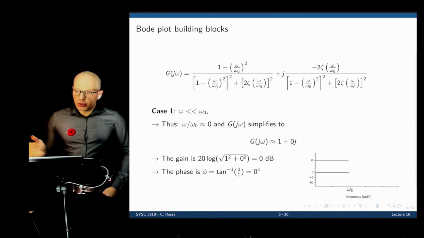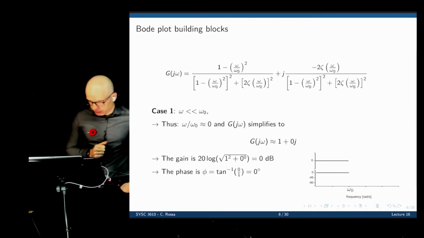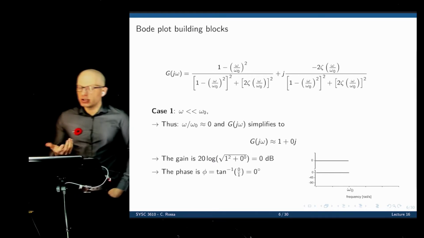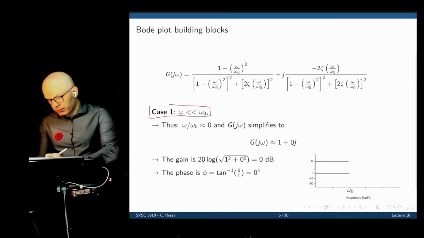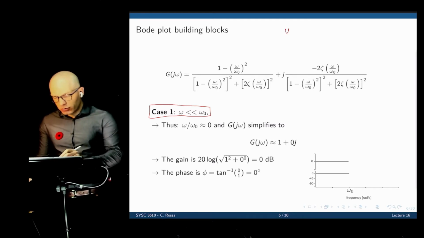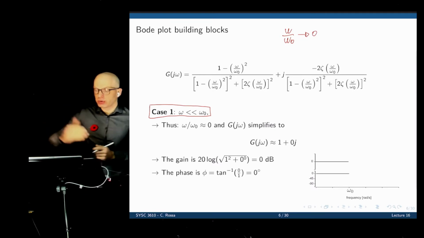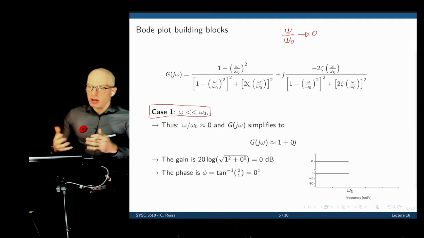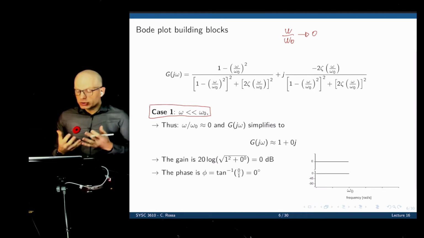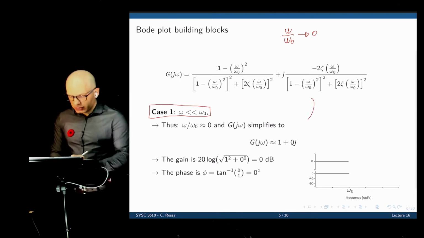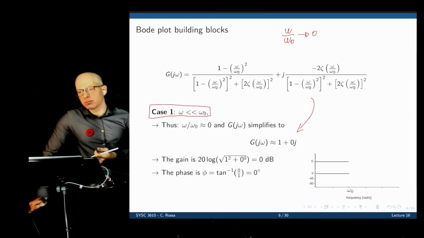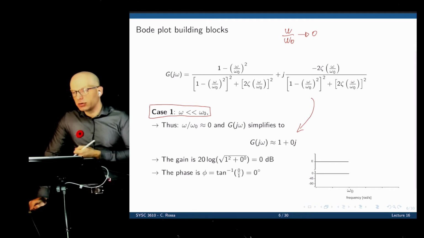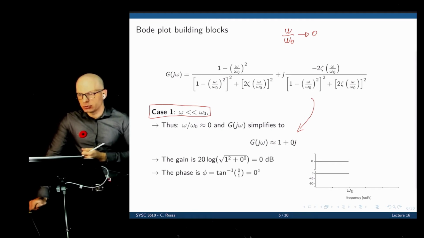As we did for the real pole and the real zero, we need to consider 3 cases. The first case is when the frequency we are evaluating the system at is much smaller than the cutoff frequency. If this is the case, then when you calculate omega divided by omega 0, this tends to 0. We are to the left of the cutoff frequency, and this condition applies. When you do that, this entire transfer function simplifies to something very simple. You can follow the steps later, it's just basic math. But under the assumption that omega is much smaller than omega 0, this whole thing simplifies to 1 plus 0j.